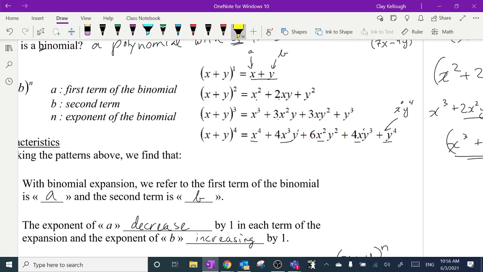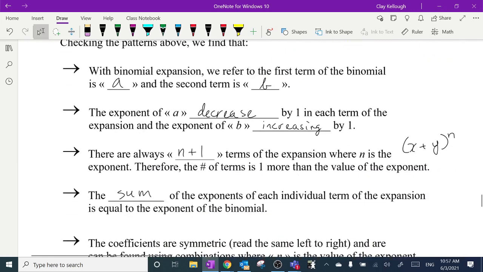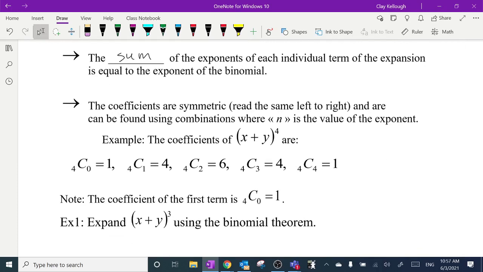Well, the coefficients here are, of course, 1 and 1. 1, 2, and 1. 1, 3, 3, and 1. 1, 4, 6, 4, and 1. Where do those numbers come from? Well, they are actually combinations. The coefficients in the fourth row, or the fourth expansion, power 4, are 4 choose 0, which is 1, 4 choose 1, which is 4, 4 choose 2, which is 6, 4 choose 3, which is 4, and 4 choose 4, which is 1.